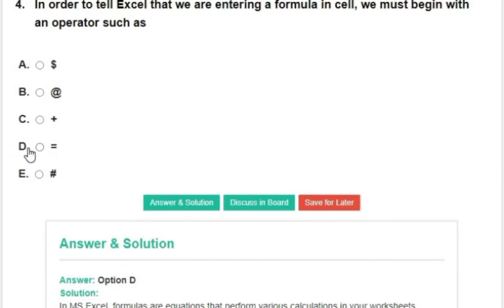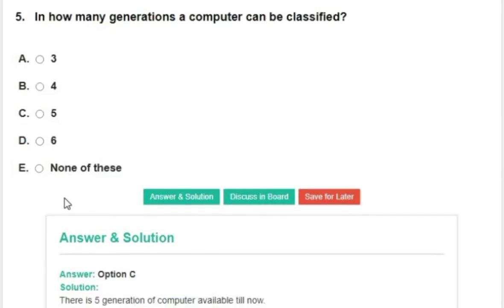Next. In how many generations can a computer be classified? 3, 4, 5, 6. And answer is 5.